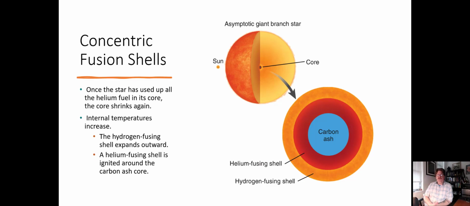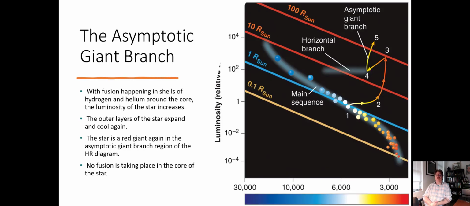And yet again, in this situation, the amount of energy being generated by these shells is larger than the energy that was being generated simply by core fusion. And so the star will expand and turn into the asymptotic giant branch.